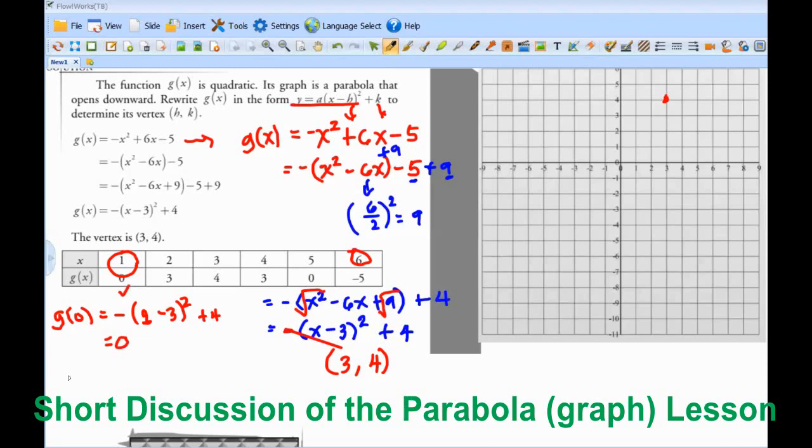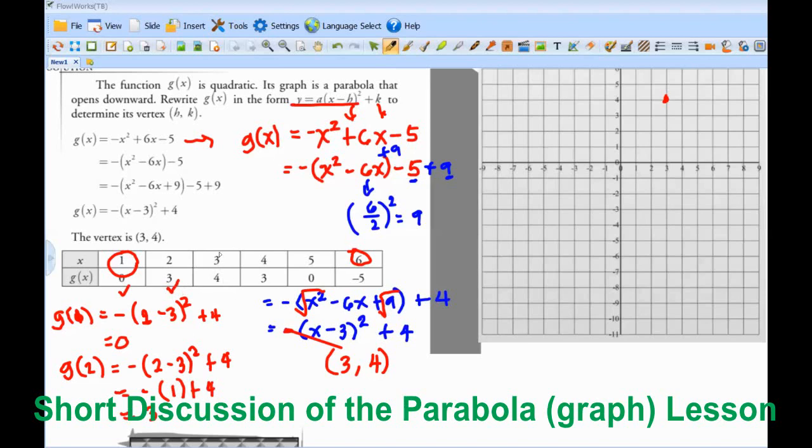Next, we have g of 2. The x now is 2. So negative, then 2 minus 3 squared plus 4. 2 minus 3 is negative 1, squared is positive 1. So negative 1 plus 4 will give you 3. That's why this is 3.